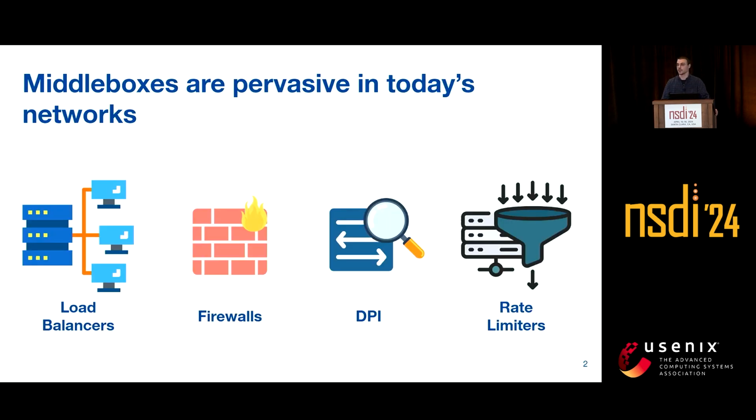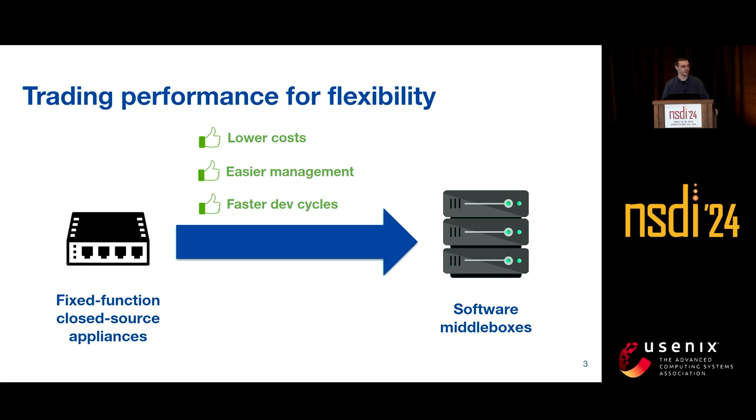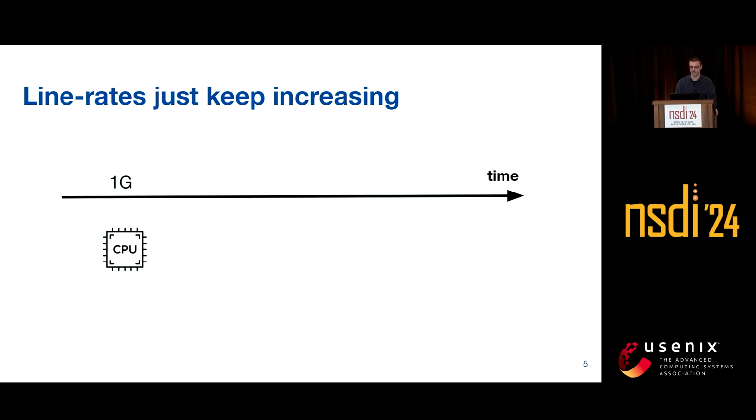So middle boxes or network functions are pervasive in today's networks. They implement a wide range of core functionality, for example, load balancers, firewalls, deep packet inspectors, and rate limiters. Although these were originally implemented using fixed function closed source appliances, there was a transition to using commodity off-the-shelf servers. And this came with lower costs, easier management, and faster development cycles. However, it came at a steep cost: performance.